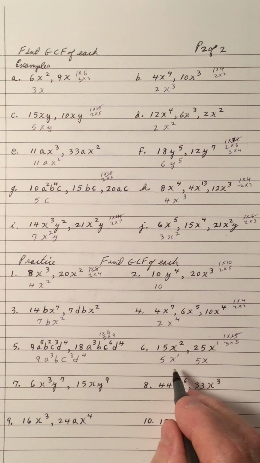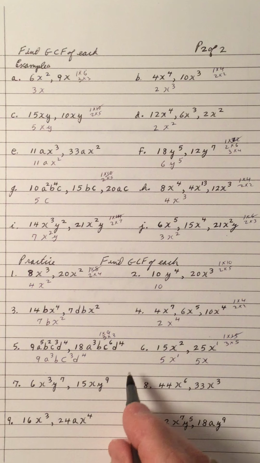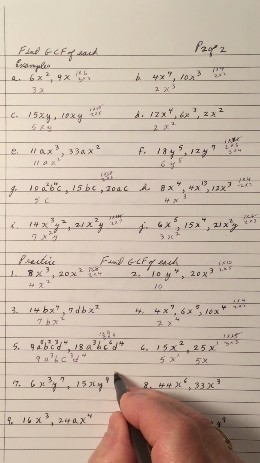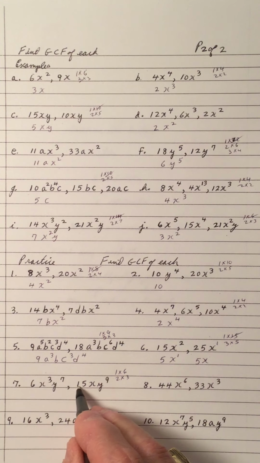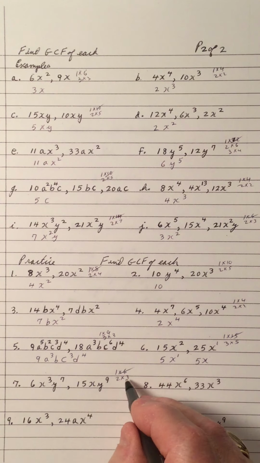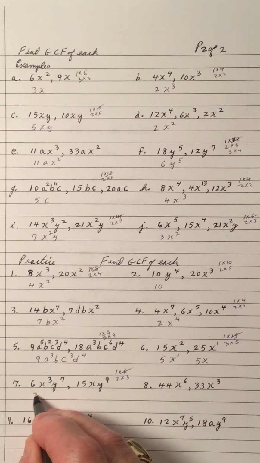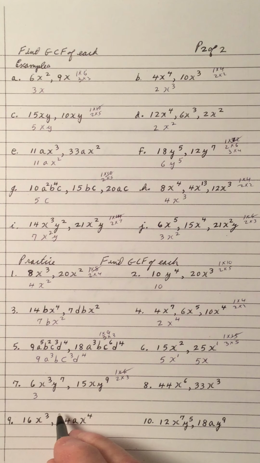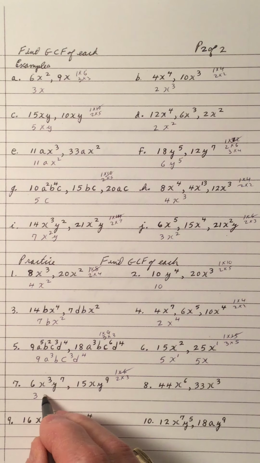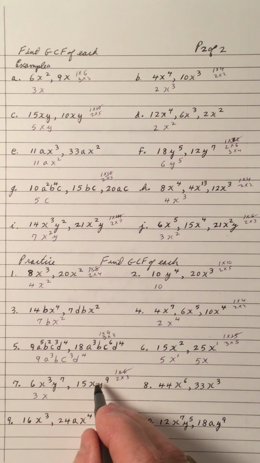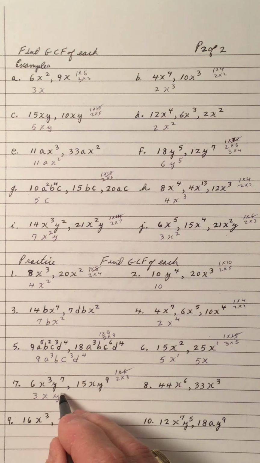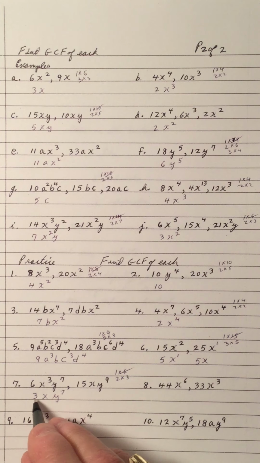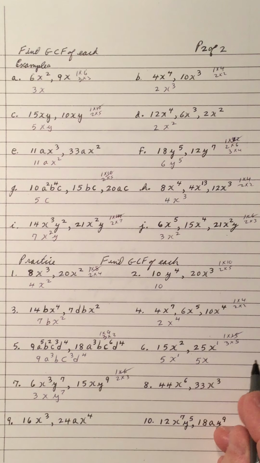1 is understood. Number 7, we have a 6 and a 15. So 6 is 1 times 6 and 2 times 3. Is 6 a factor of 15? No. Is 3 a factor of 15? Yes. So 3 is the numerical GCF. There's an x common in each term. Yes. Smallest exponent is 3 and a 1. There it is, 1. We have a y common. The smallest exponent is 7. So 3xy to the 7.